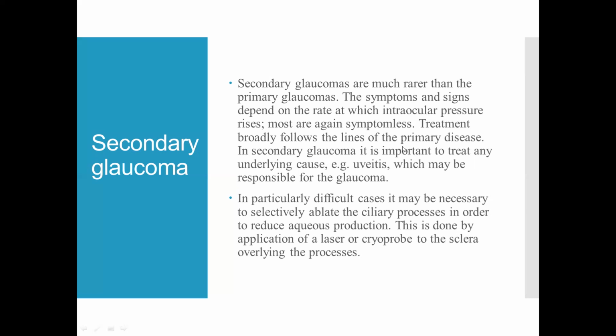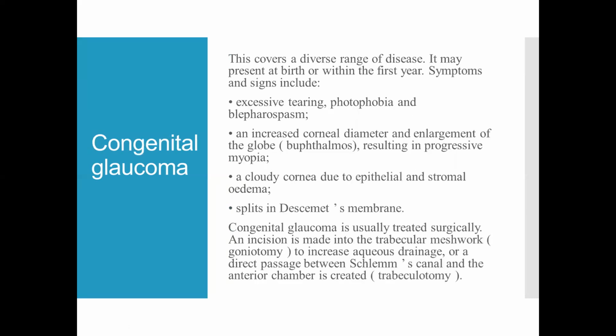In secondary glaucoma, it's important to treat any underlying cause such as uveitis, which may be responsible for the glaucoma. And in particularly difficult cases, it may be necessary to selectively ablate the ciliary processes in order to reduce aqueous production. This is done by application of a laser or cryoprobe to the sclera overlying the processes.